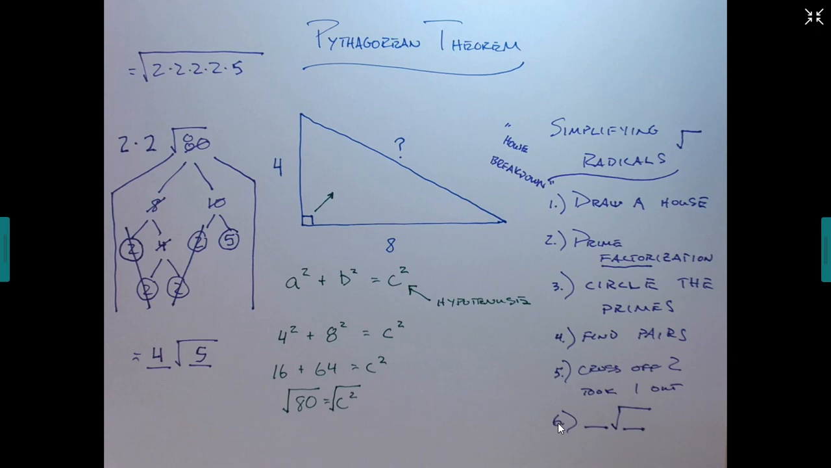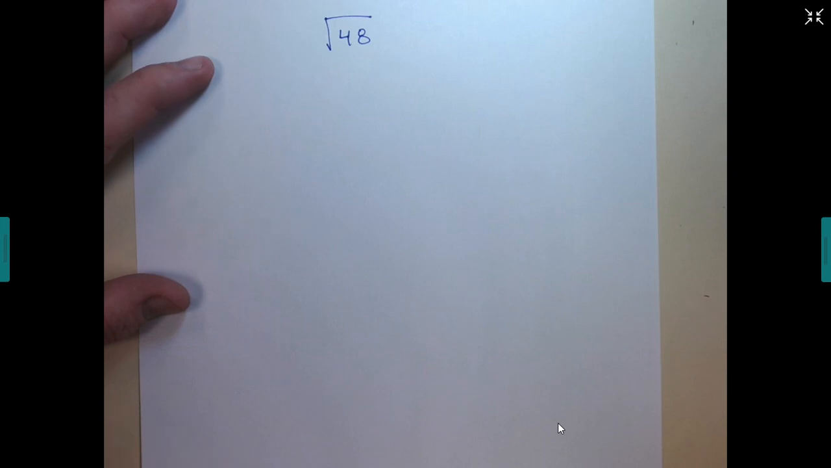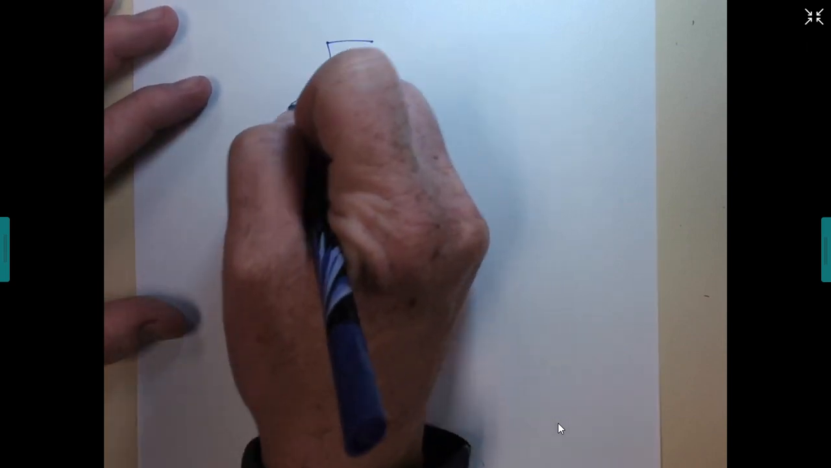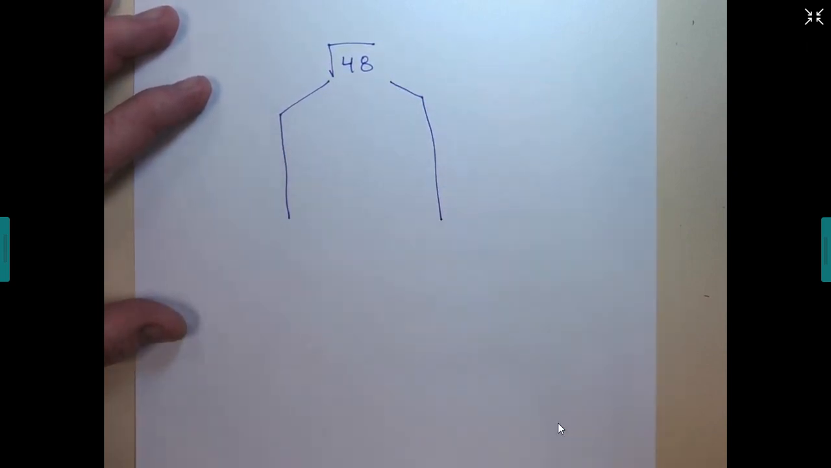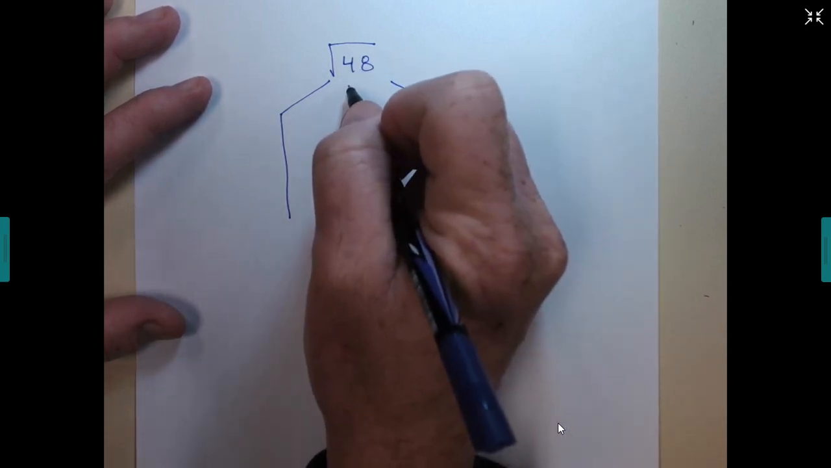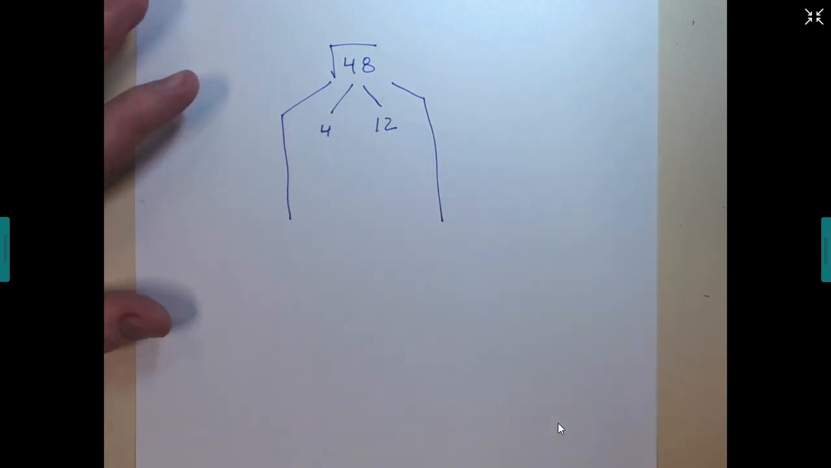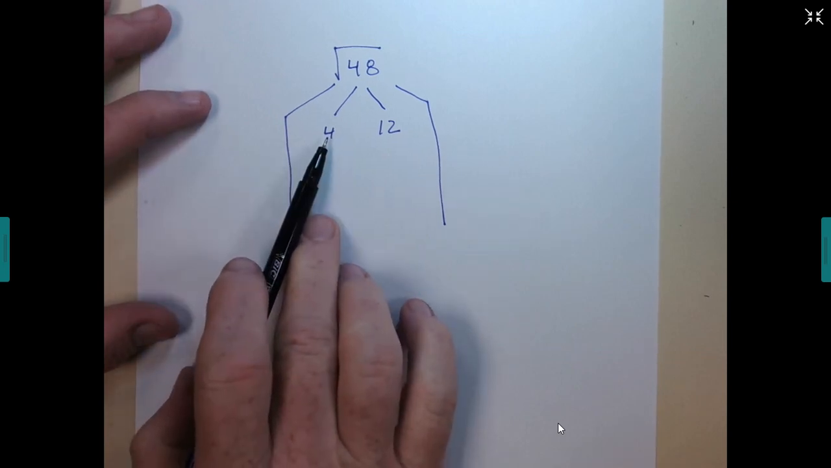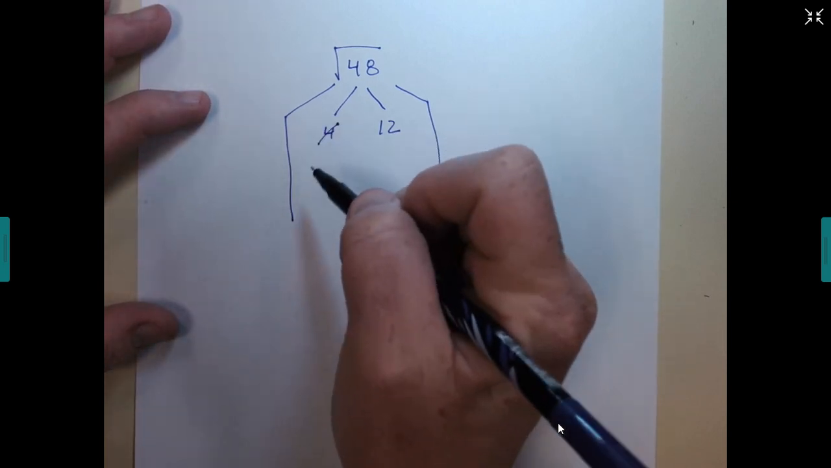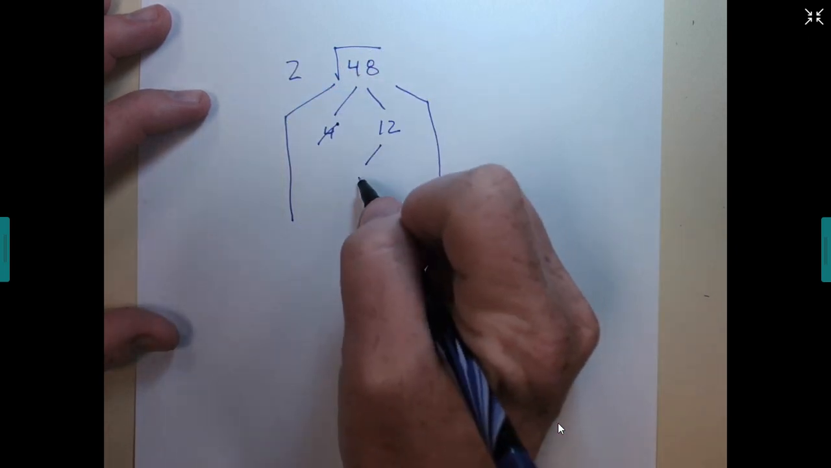All right, so just to show you a slightly quicker version of this, let's try it again with the square root of 48. So if we remember the procedure, I like to draw a house. All right, 48 happens to be, let's say we knew that that was 4 times 12. Well, the faster thing to do is if you ever run into a number that you know the square root of, you can just square root that number. The square root of 4 is 2. I don't know the square root of 12, so let's break it down.